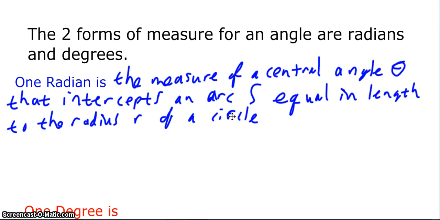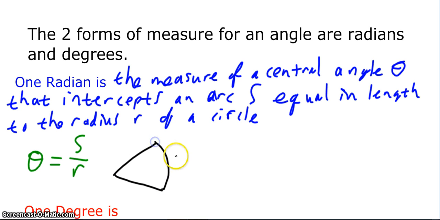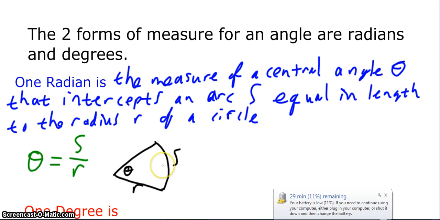So, okay, what does that really mean? Well, what that leads us to is an equation. And that equation is theta equals S over R, where theta is an angle measure in radians, S is an arc length, and R is a radius. So if we want to see a picture of something like that, this would be S, this would be theta, and this would be R. And so that's the relationship between an angle in radians, an arc length, and a radius.